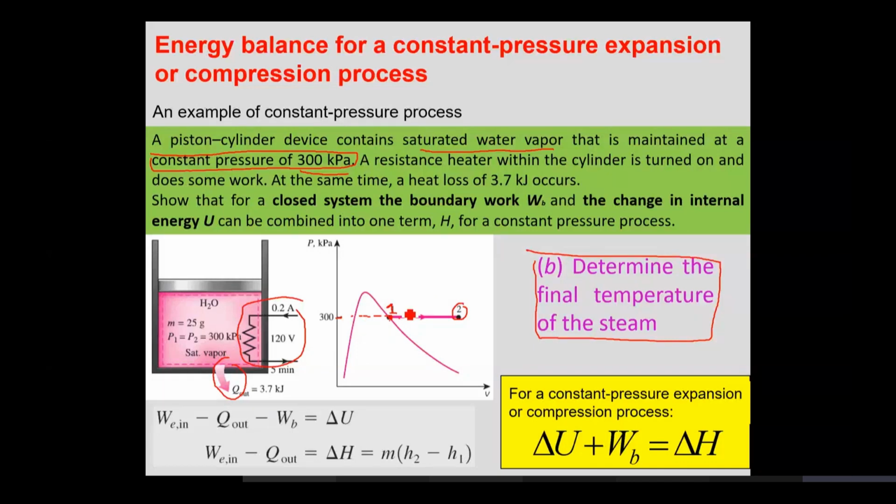Now I have to determine the final temperature of the steam. For state 1, I know that my pressure P1 is 300 kilopascal and my X value, or the quality, is 1. For state 2, the only thing I know is P2 is 300 kilopascal. I don't have any other property to find the temperature from the table. So I have to identify the region as well as find the second property to find the corresponding temperature at state 2. Is it clear so far?